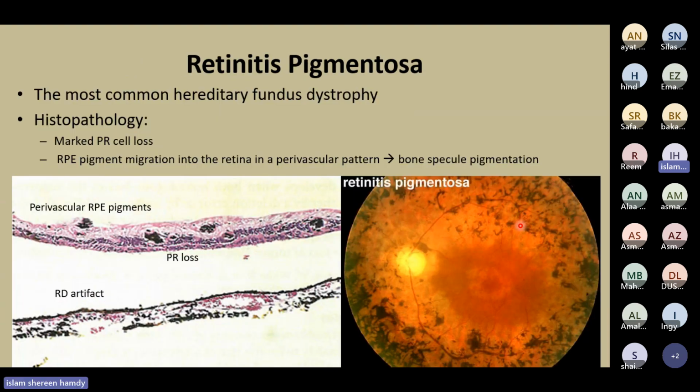A very quick word about retinitis pigmentosa. It's characterized by loss of the photoreceptor line and increased retinal pigment epithelium pigmentation to give this characteristic bony spicule-like pigmentation of the retina.